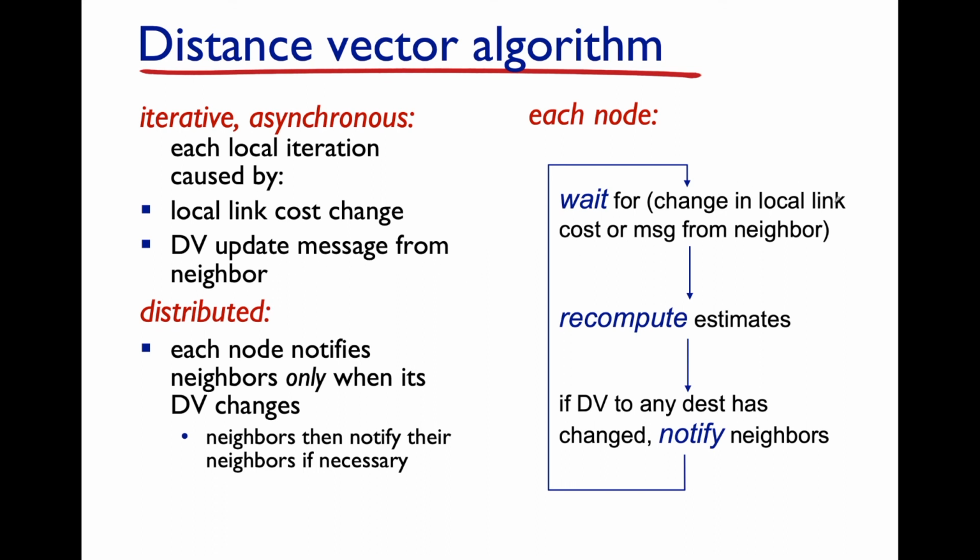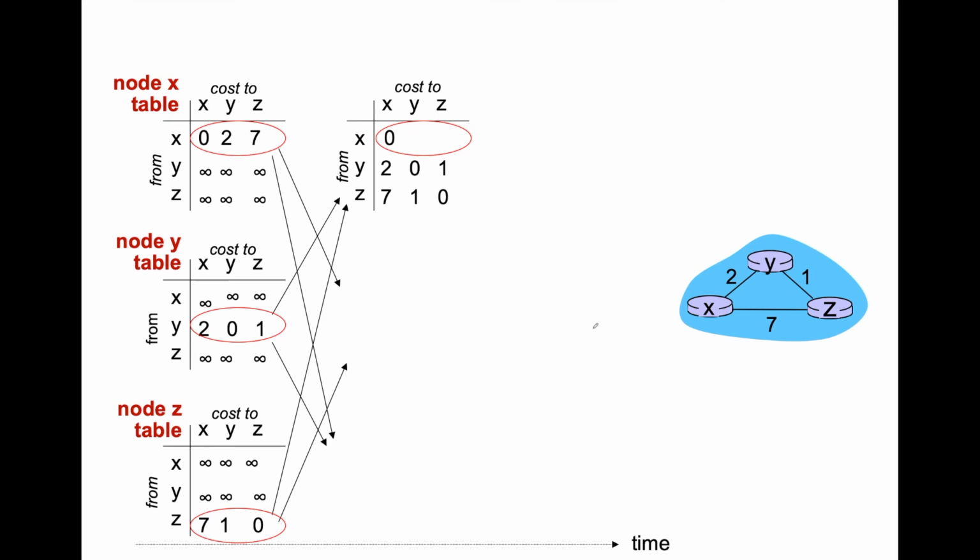So you wait for a change in either local link condition, link cost, or a message from your neighbor. You recompute your estimate, this Bellman-Ford update, and then if your distance vector has changed, you notify each of your neighbors of this change by sending them the new version of your distance vector. Okay, so let's take a look at a very simple example for this.